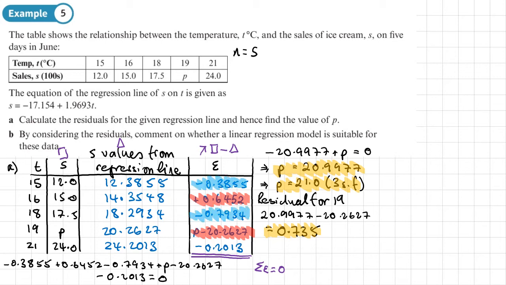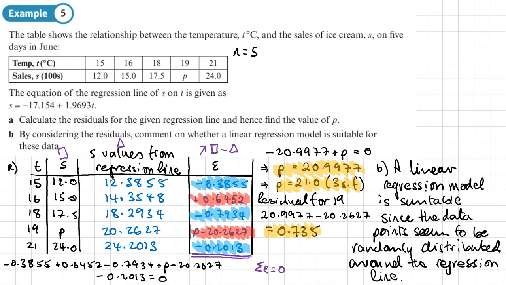So we've got like negative, positive, negative, positive. They seem to be randomly distributed around the regression line. So I would say, yes, it is a suitable model. It's difficult to tell because we've only got a few data points. A regression model is suitable since the data points seem to be randomly distributed about a regression line, because we've just got this pattern of, well, no pattern, but just positive and negatives. So I've just summarized what we said down here.